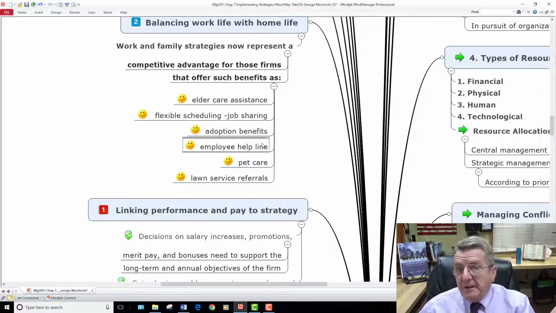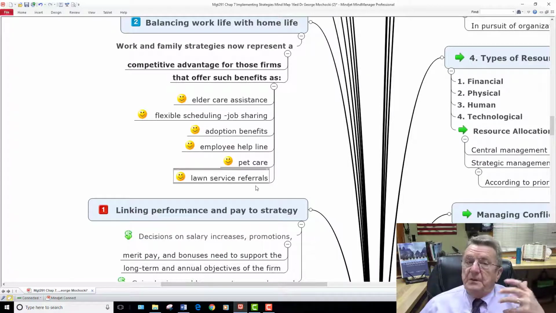Employee helpline, adoption benefits. A lot of people want to adopt a kid because maybe they waited too long in life or can't have children, which is fine. There are a lot of kids out there who need a family and love, and so I'll help them along to balance it. Okay, pet care. Some people, their pets are more than their kids.